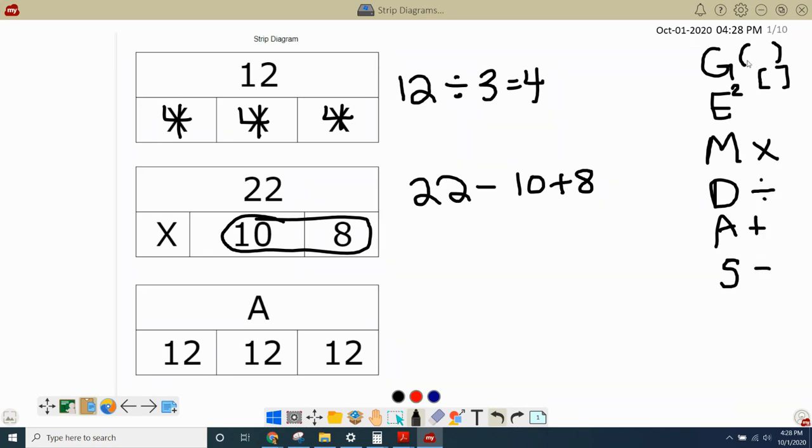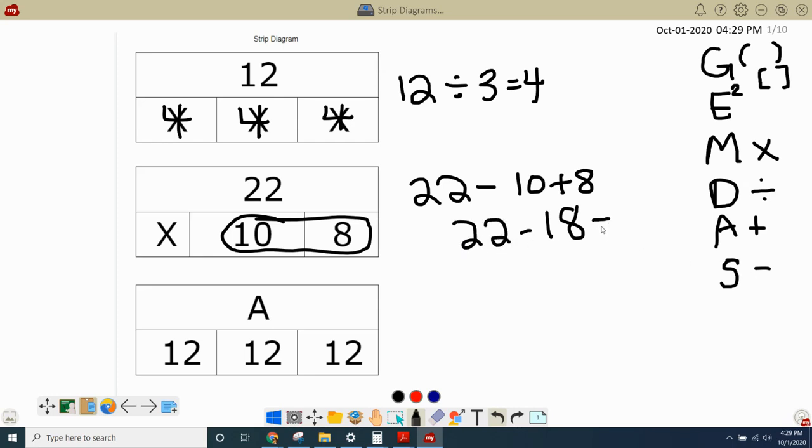So what all this means is when we have a problem that has more than one operation in it, we have to follow the order of operations, okay? We have to follow this order. So we go down the list. G, do I have anything in parentheses? No. Do I have any exponents? No. Do I have anything to multiply? No. Do I have anything to divide? No. Do I have anything to add? Yes. So I have to add these 2 numbers before I can subtract.